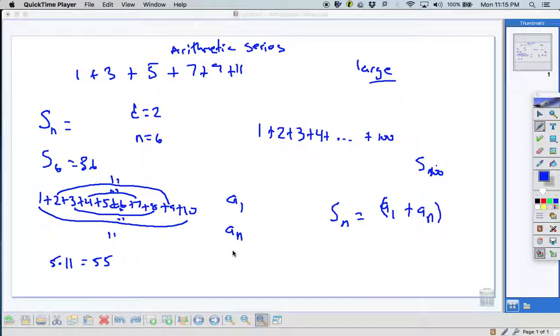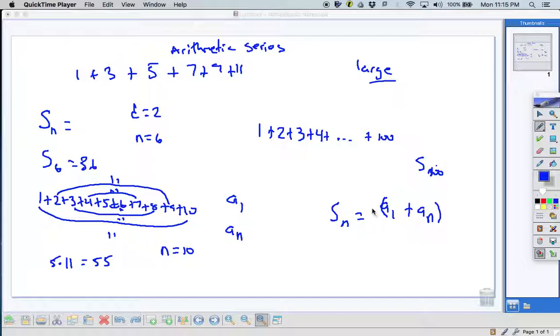But we're not done with that. We multiplied it by 5. And the question is, where did the 5 come from? Well, the 5 comes from pairs of numbers. So if I had all the numbers, there would be 10. So in this case, n is going to be 10. But I only want half of them because I'm pairing them up.